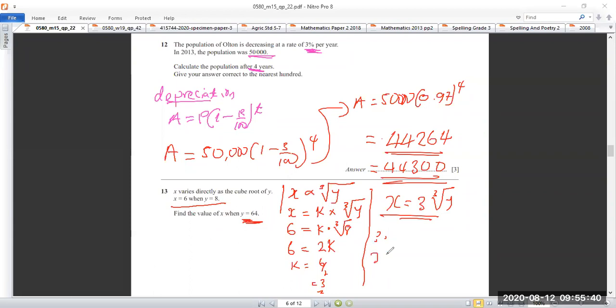Hence, we can find the value of x. Therefore, here, when y is equal to 64, our x is equal to 3 multiplied by the cube root of 64. And the cube root of 64 is what? It's 4. So the answer here is 9.